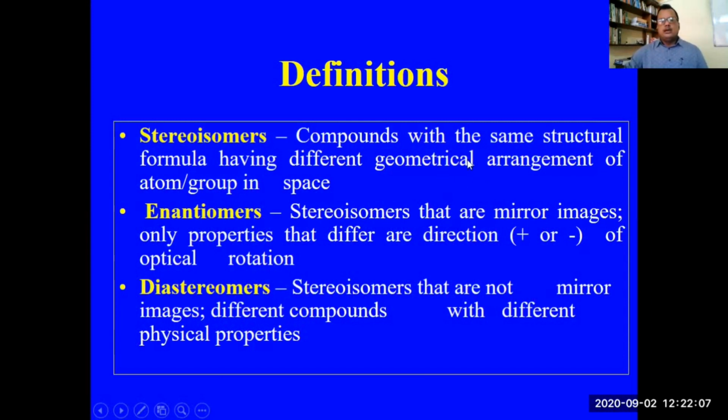Stereoisomers are different compounds which have the same structural formula, but they have different geometrical arrangement of atoms or groups around the stereogenic center. The stereogenic center may be an asymmetric carbon, which we commonly call the chiral carbon, or it may be a carbon-carbon double bond.